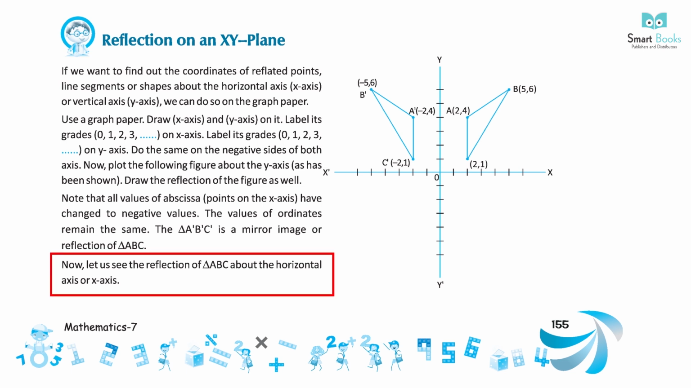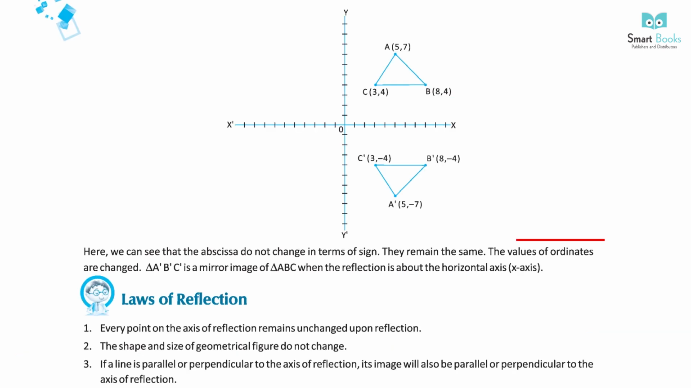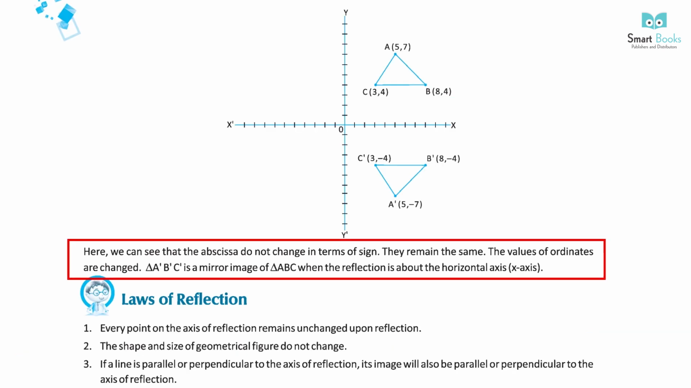Now let us see the reflection of triangle ABC about the horizontal axis or x-axis. Here we can see that the abscissa do not change in terms of sign, they remain the same. The values of ordinates are changed. Triangle A'B'C' is a mirror image of triangle ABC when the reflection is about the horizontal axis, x-axis.